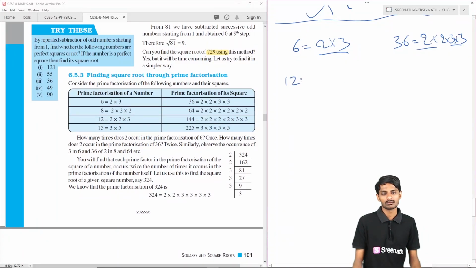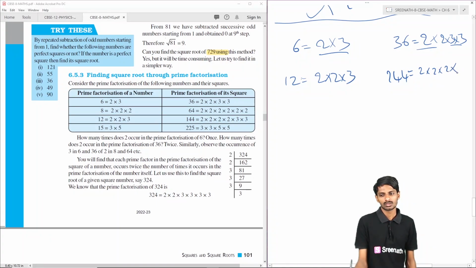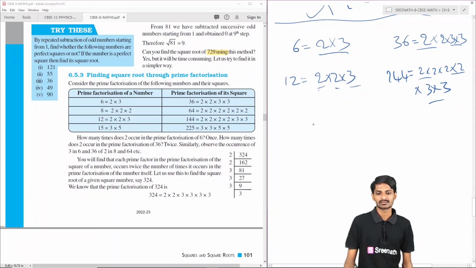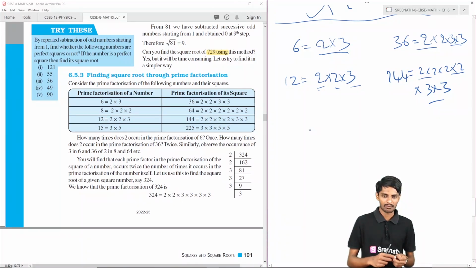coming to 12, okay students, 12 can be written as 2 into 2 into 3. And if you find the square of this number, that is 144, you write it as 2 into 2 into 2 into 2 into 3 into 3. What is the difference between the number and its square? How can we convert between them? If you see, for every pair there is one number only. Here 2 comes 2 times, but we have taken 1 time. 3 comes 2 times, but we have taken 1 time. Here also 2 comes 2 times and we take 1 time. Like that, this is the case happening here, students.